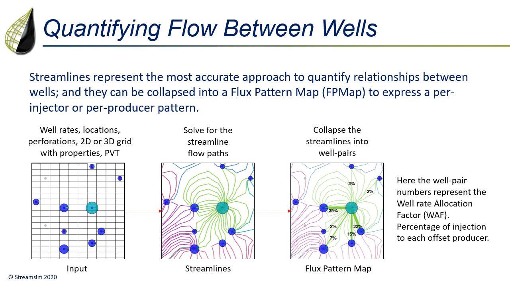In the middle picture, the green streamlines represent flow from the central injector to the various offset producers at a particular moment in time using the calculated velocity field. The green streamlines connecting an injector-producer pair can then be collapsed into an edge, where the thickness of the edge represents the fraction of flow from the injector to each producer in the pattern. We call this fraction the well rate allocation factor. The flux pattern map in the right picture represents an inverted pattern with offset producers, including the well allocation factors at a particular moment in time.